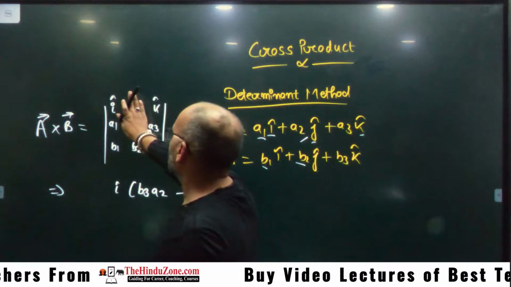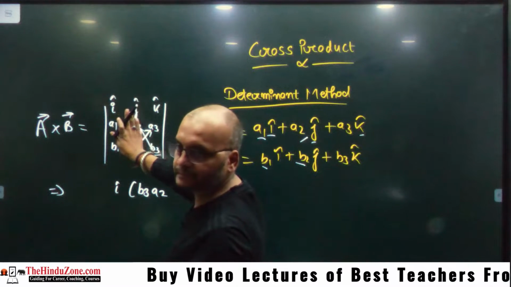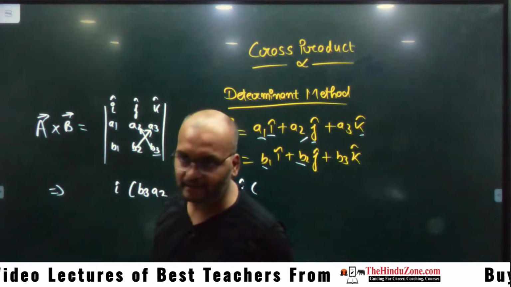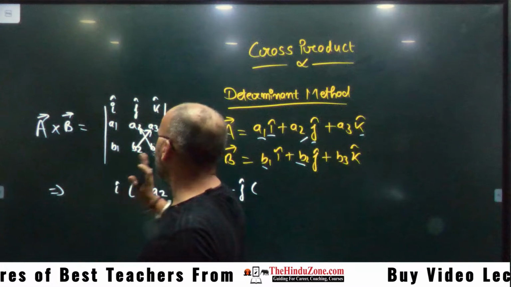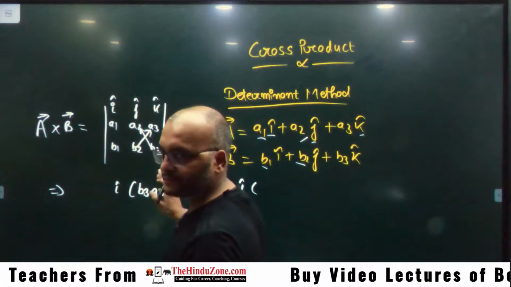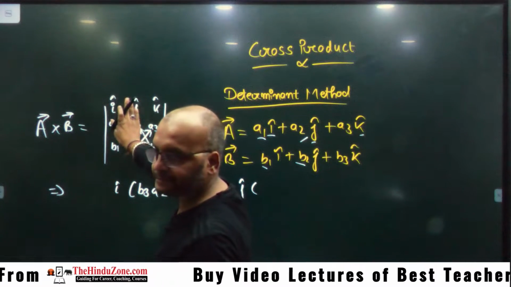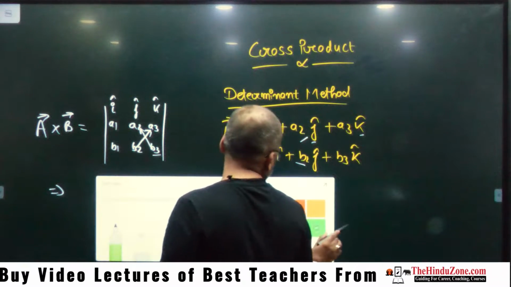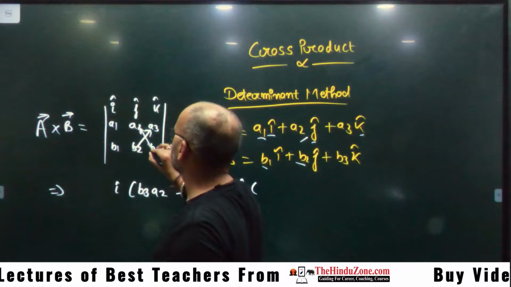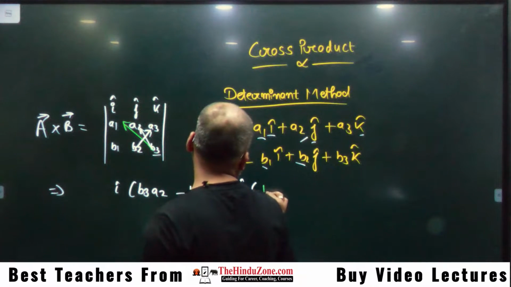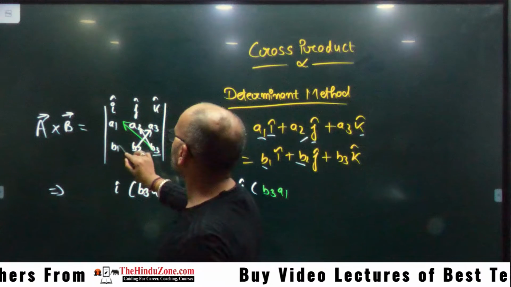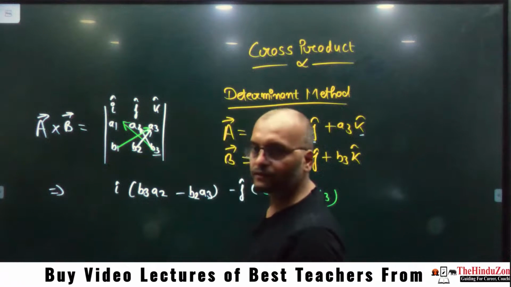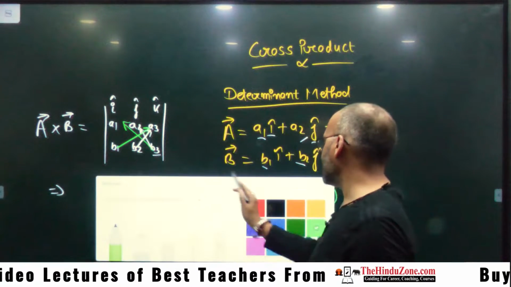Now, moving on, cover the J column. And put a minus sign with J cap. Why? It's a procedure, maths. Plus, minus, plus. In this order we go. So J cap we have covered. Now, B3 A1 minus B1 A3. Okay, right? Plus, minus, plus.